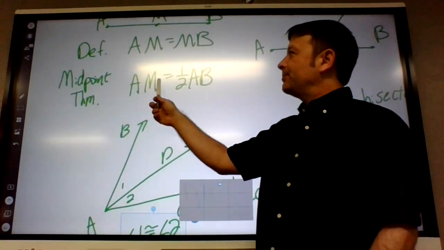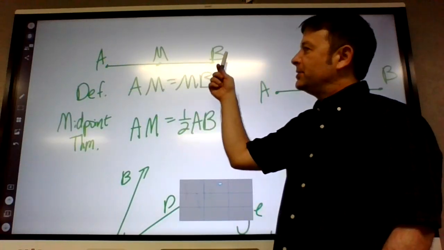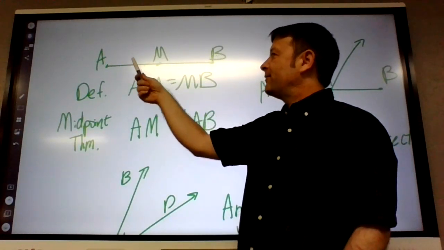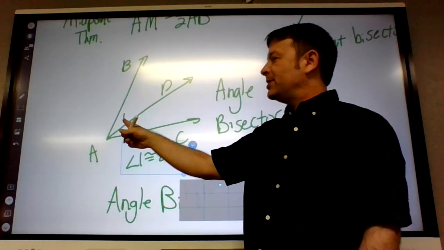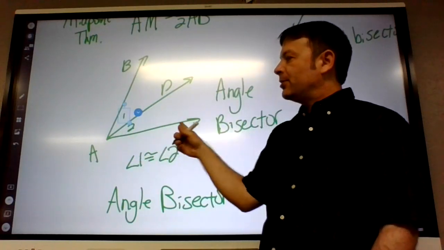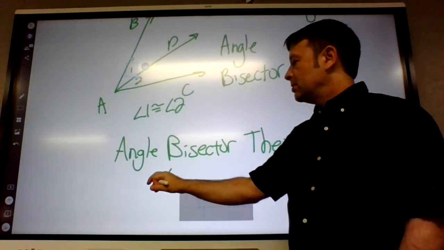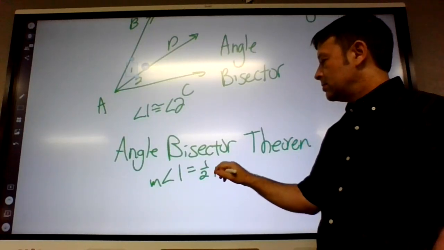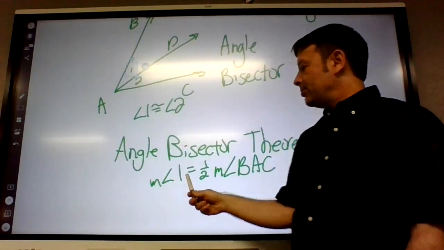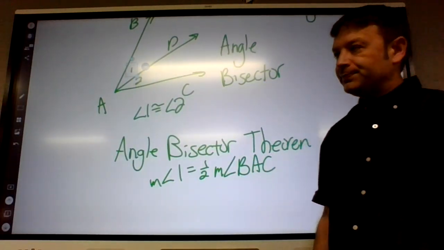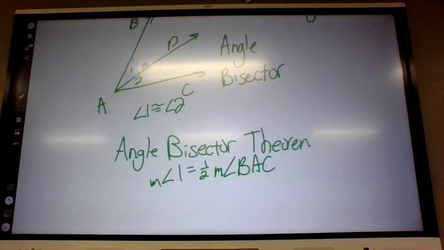So the midpoint theorem said AM is half of AB. Makes sense, right? AM is half of AB, or MB is half of AB. So the angle bisector theorem says the measurement of angle 1 is half of the measurement of angle BAC. Makes sense, right? If this is right in the middle, this will be exactly half of the whole. So angle 1 is half of angle BAC. All right. If two congruent angles are bisected, then the four resulting angles are congruent. Not that important, I don't think.